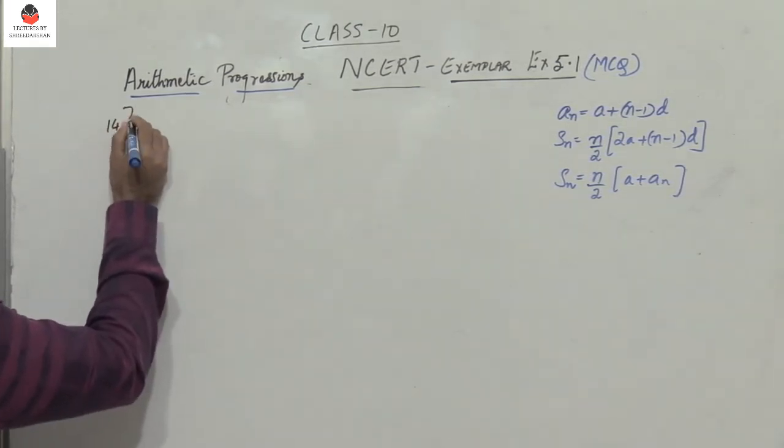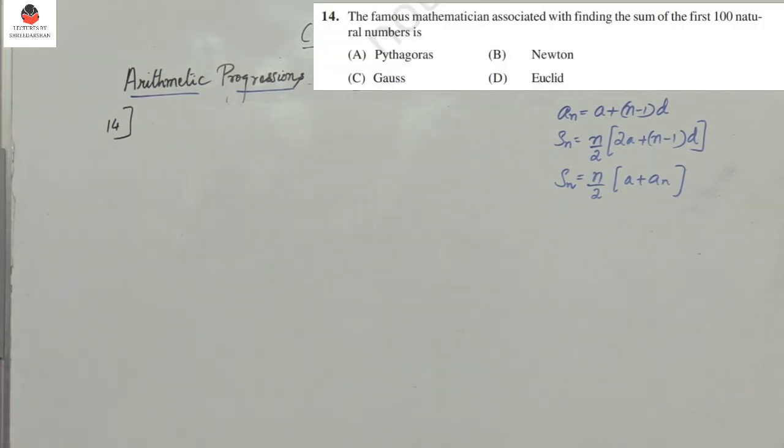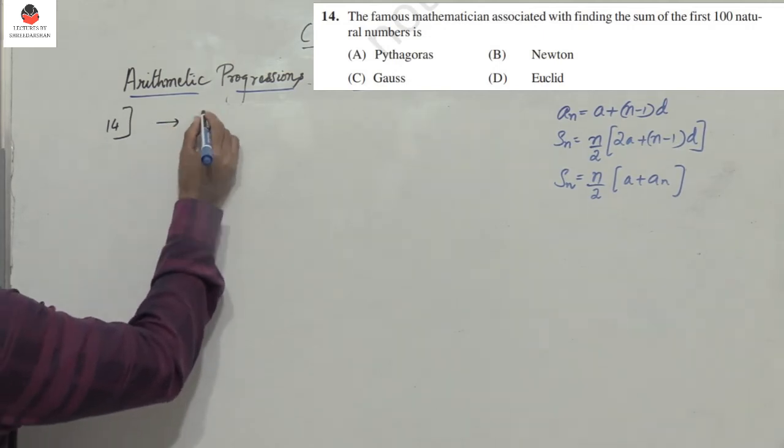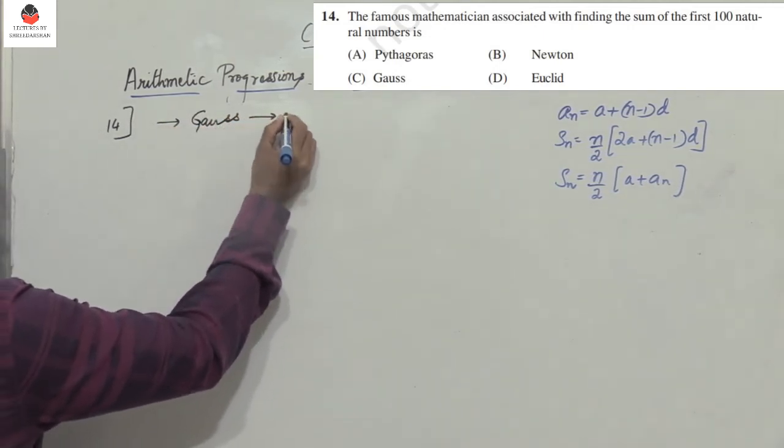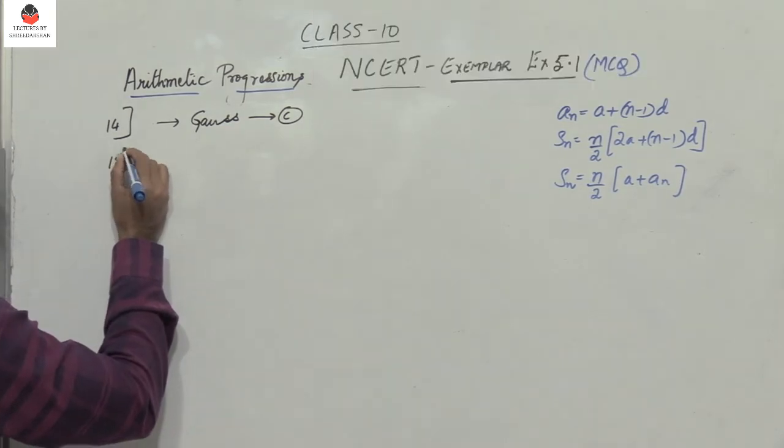Question 14. The famous mathematician associated with finding the sum of the first 100 natural numbers is. So here it is Gauss. So it is option C. Let's move on to the 15th one.